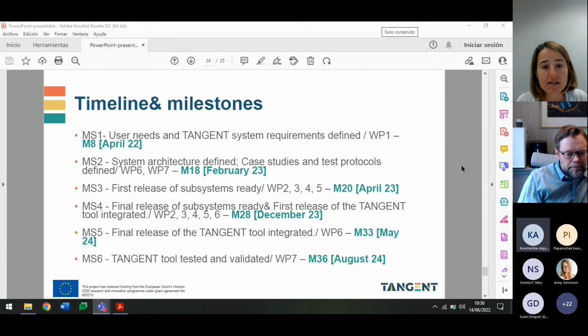And finally, this is the last slide, the timeline and milestones. We are now in month 10 of the project. We are on the first stage, and we are reaching the milestone of user needs and system requirements identification. And well, the next milestone will be focused on the definition of the system architecture and the development of the different modules, but that will happen in the year 2023. Yeah, that's all from myself.